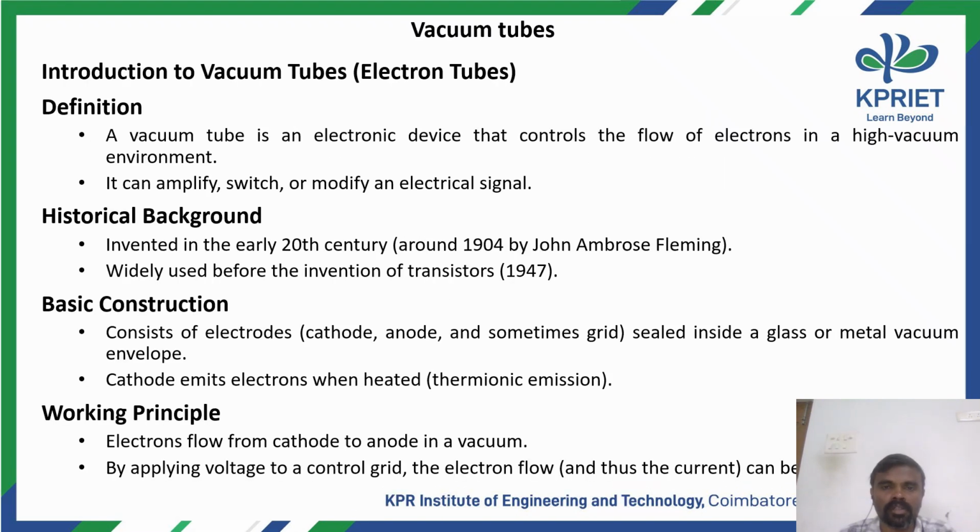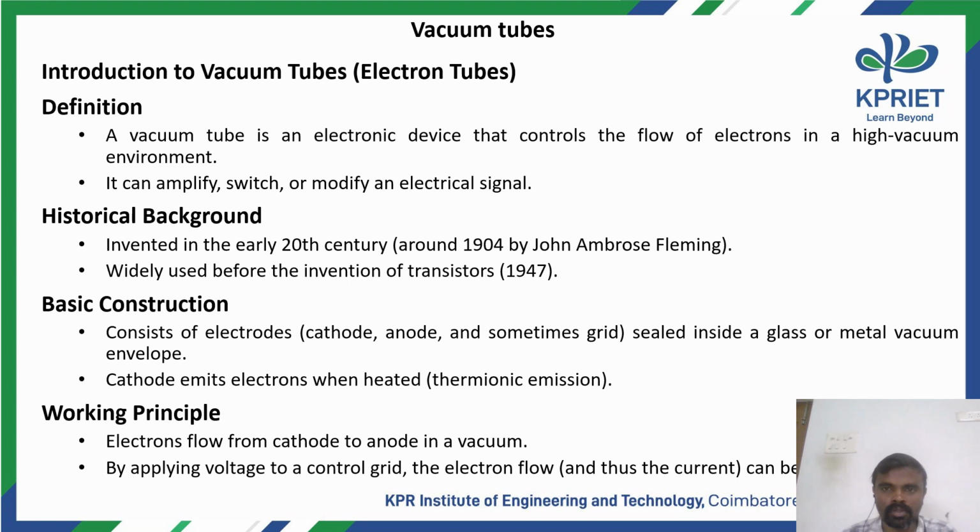So, the first developed electronic device is nothing but our vacuum tubes. Let's see some introduction about the vacuum tubes. They are also called electron tubes, since the flow of electrons is happening in those tubes. By definition, it is an electronic device which can control the flow of electrons in a high vacuum environment. Here that vacuum is very important because the flow of electrons needs to be controlled.